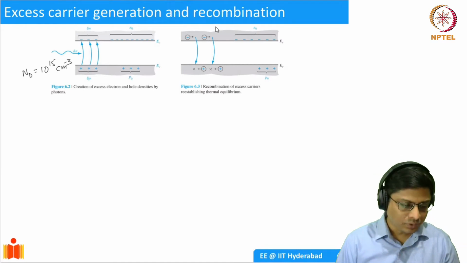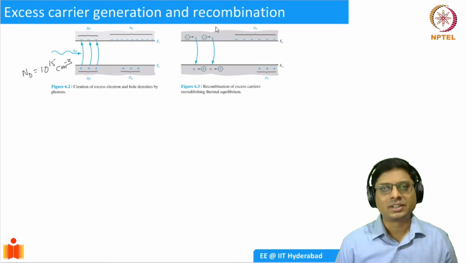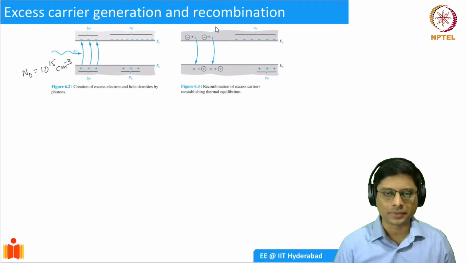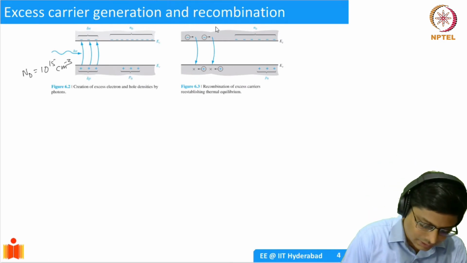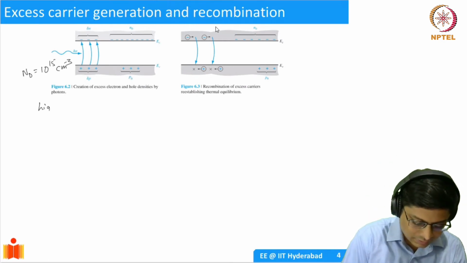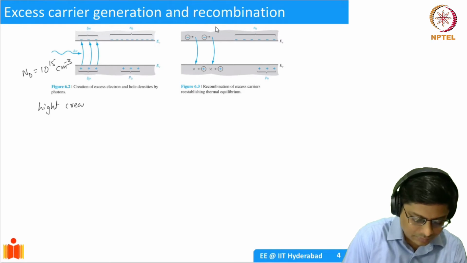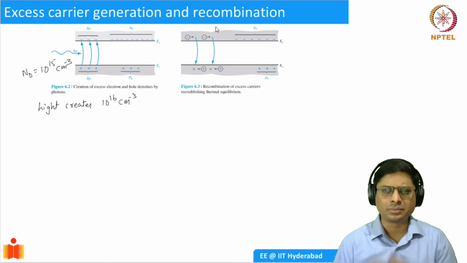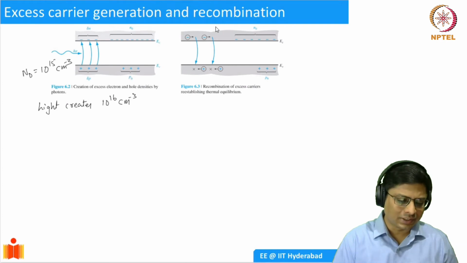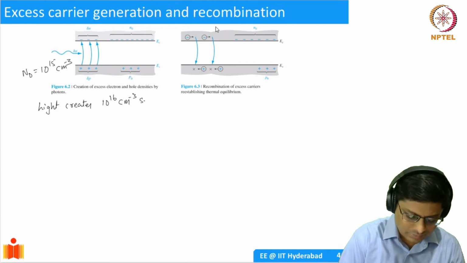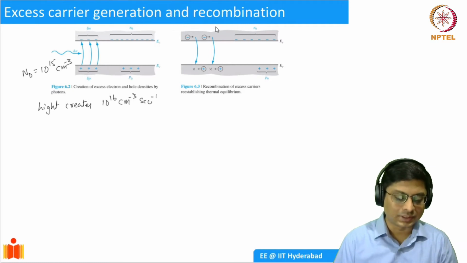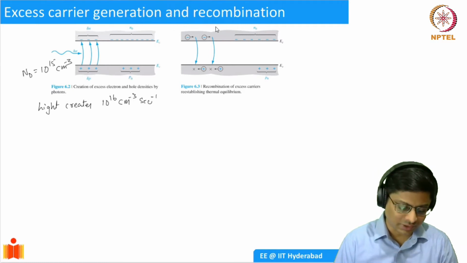So we take the semiconductor and we shine light. We turn on the light suddenly. And this light creates, let's assume, 10 power 16 electron hole pairs per second. Let's assume this, so for 1 second you turn on the light. So what happens? The rate at which the electron hole pairs are created is actually this.